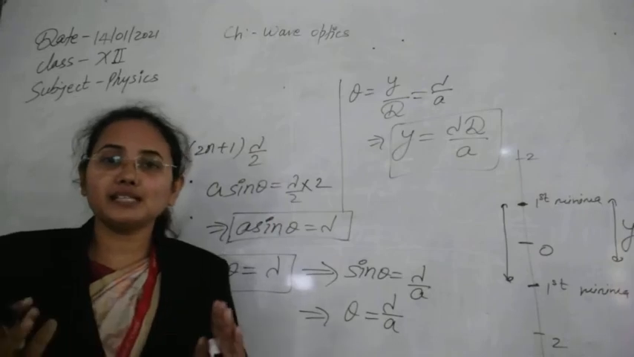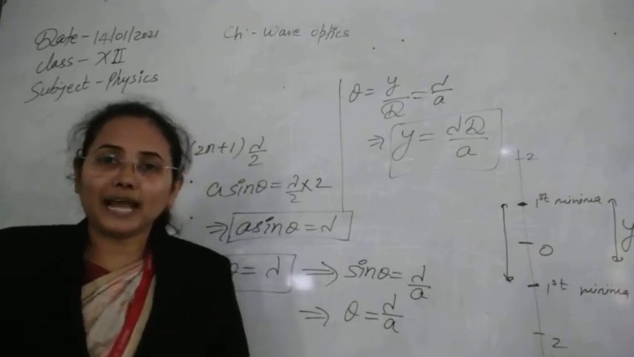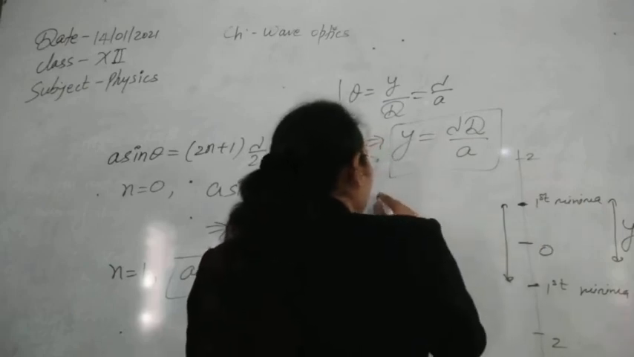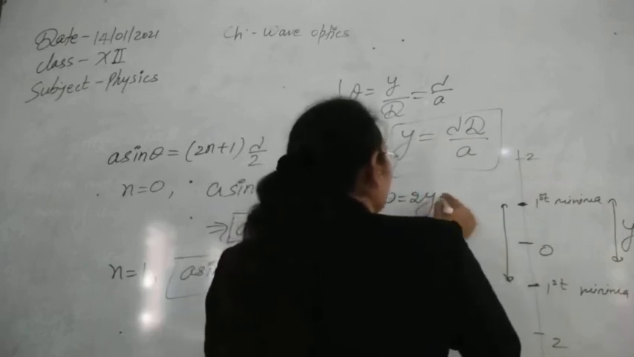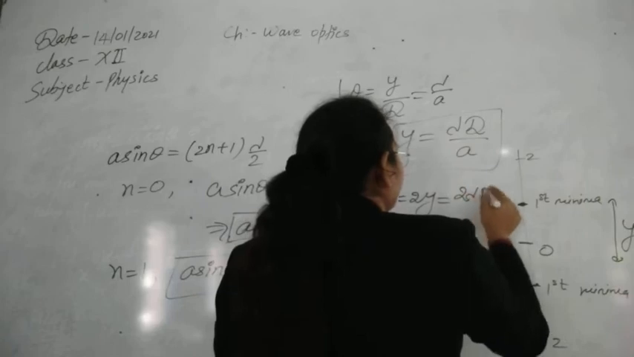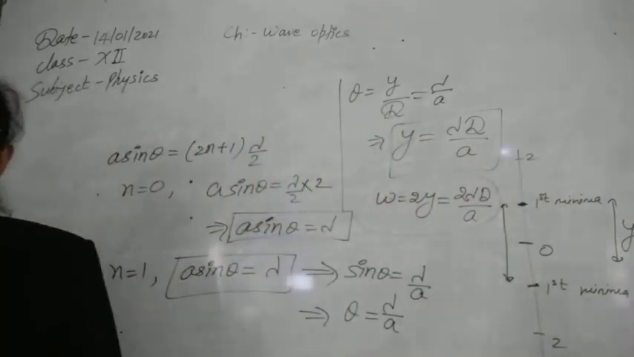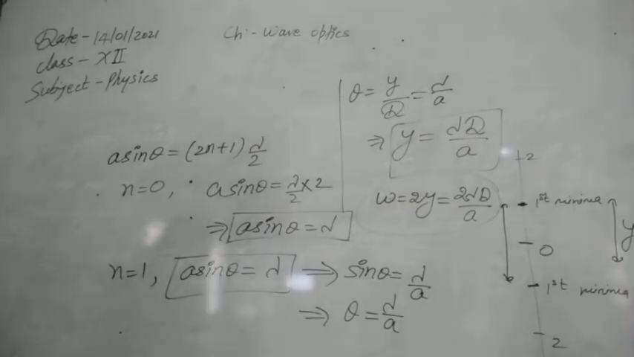This means the central maxima is distributed up to 2 times the distance of the first minima from the central maxima. So the width w is equal to 2y, and this value is obtained as 2 lambda D upon a. This is now our expression for the width of the central maxima that we can calculate easily.